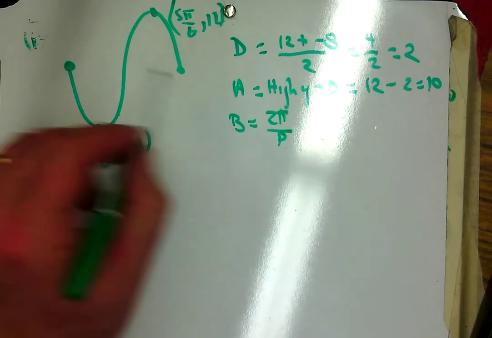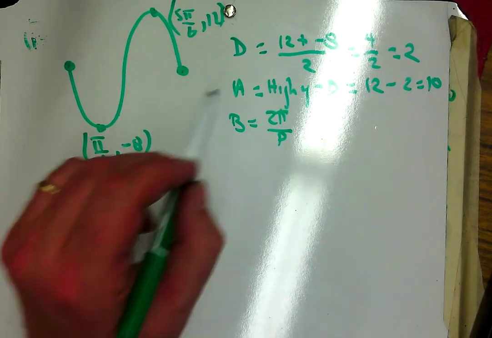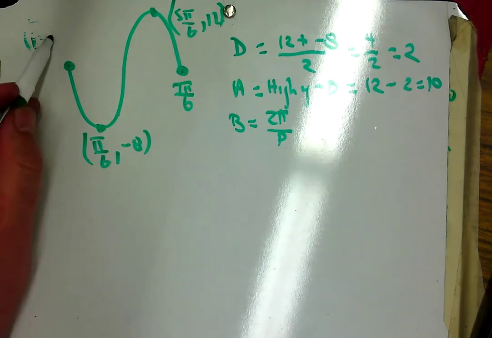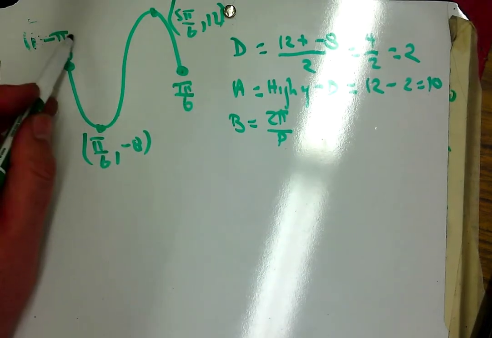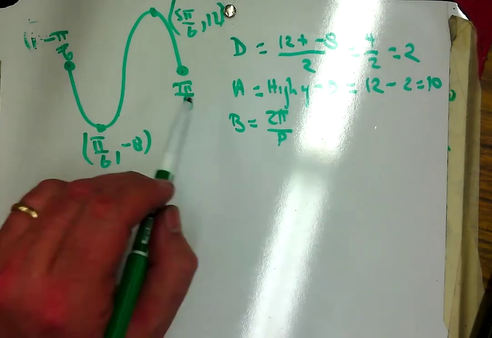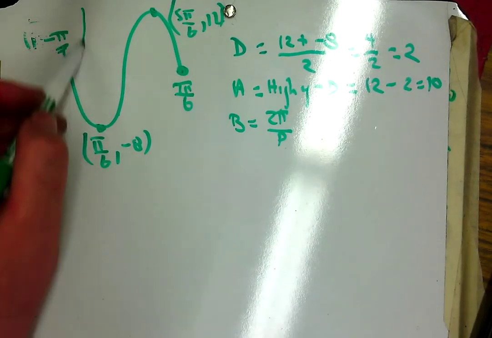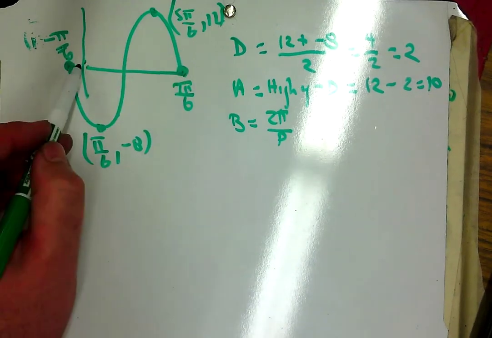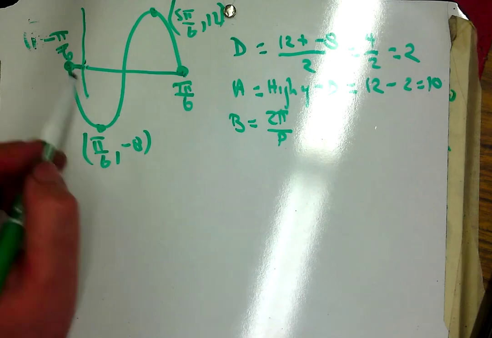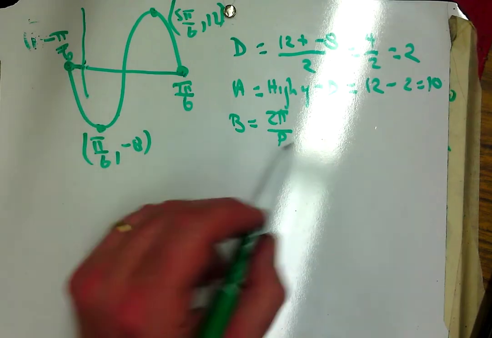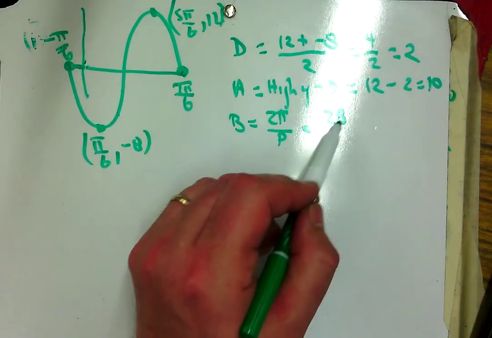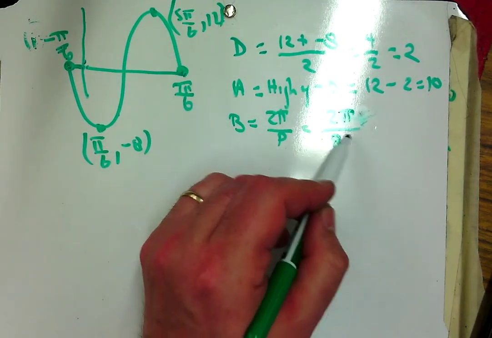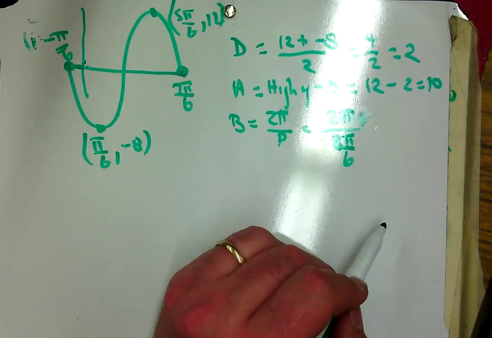The period is the ending x minus the starting x, 7 pi over 6, and over here we have negative pi over 6. How far is it from negative pi over 6 to 7 pi over 6? Well, from 0 to 7 pi over 6 is 7 pi over 6. From 0 to negative pi over 6 is another pi over 6. So the period is 8 pi over 6. So we get 2 pi over 8 pi over 6.